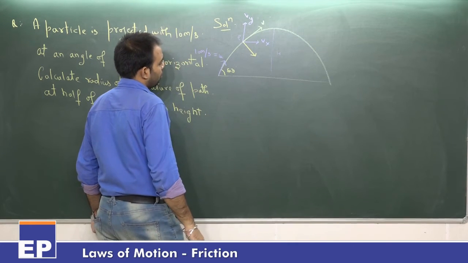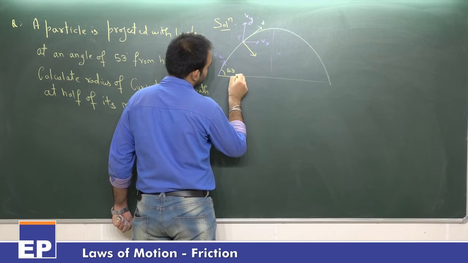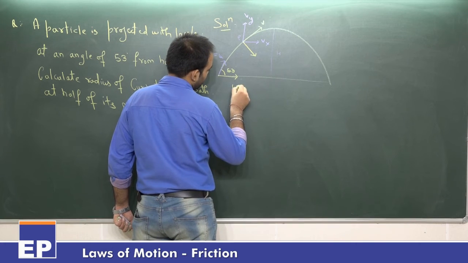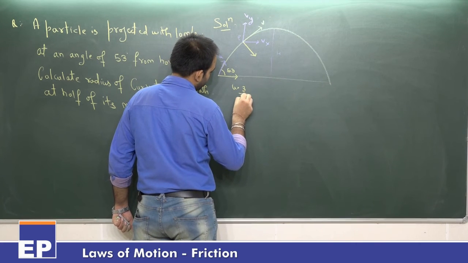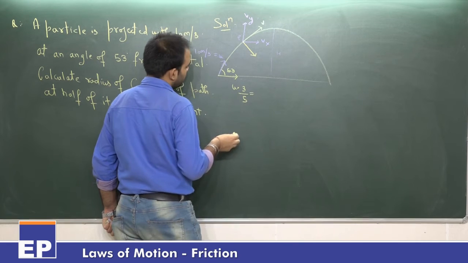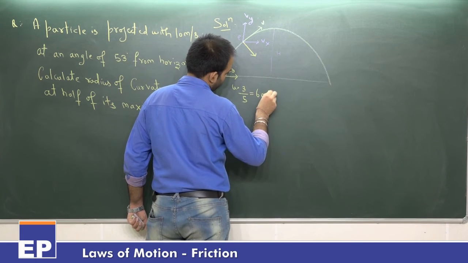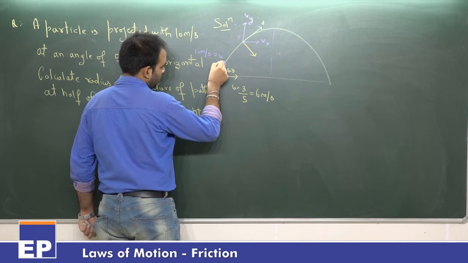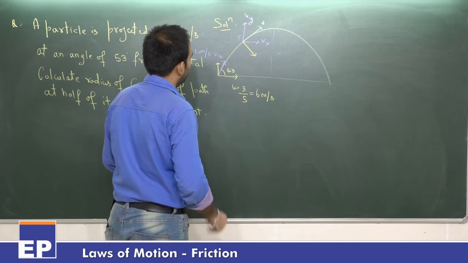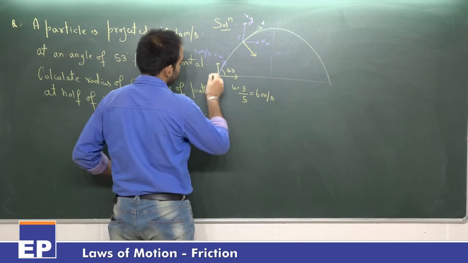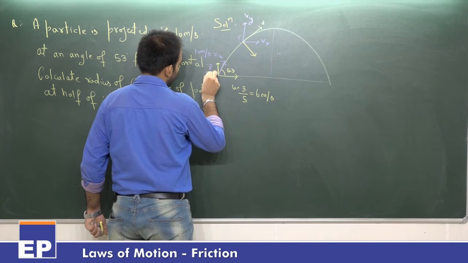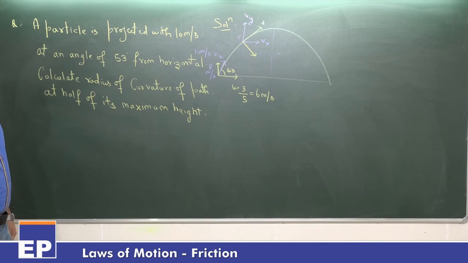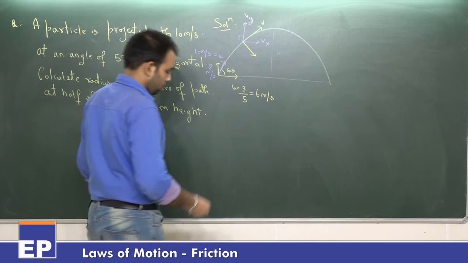So first find Vx and Vy. What is Vx? It will be directly the same as Ux. That is u cos 53. Cos 53 is 3 by 5. u is 10, so it is 6. And this is u sin 53. u sin 53 is 4 by 5. That is 8. Right? Now, what is the component of Vx and Vy?